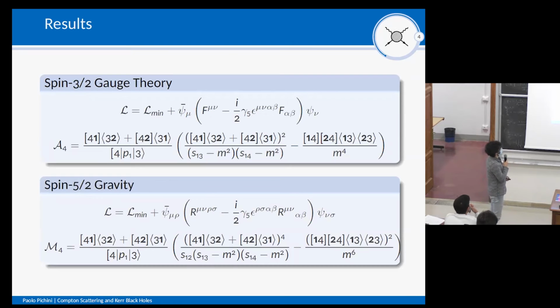Okay, so I just want to flash quickly what we find. This is the case of spin 5/2 gravity, so there's a non-minimal term. The story is actually very similar for a spin 3/2 massive particle coupled to the photon. You can see there's this nice correspondence, not yet fully understood, of the non-minimal term. We present the amplitudes written in spinor form. If you want to know more about them, you can ask at the poster session.